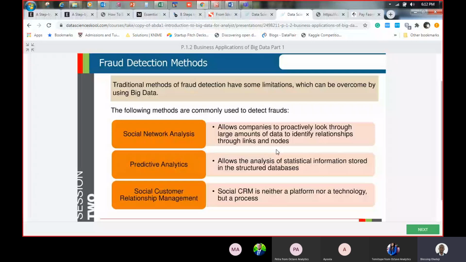Do they have a kingpin? Do they have a sponsor? Who do they sell the items to? By the time they steal the item, who are the people that buy those items, and so forth. So social network analysis is very, very relevant in detecting fraud.